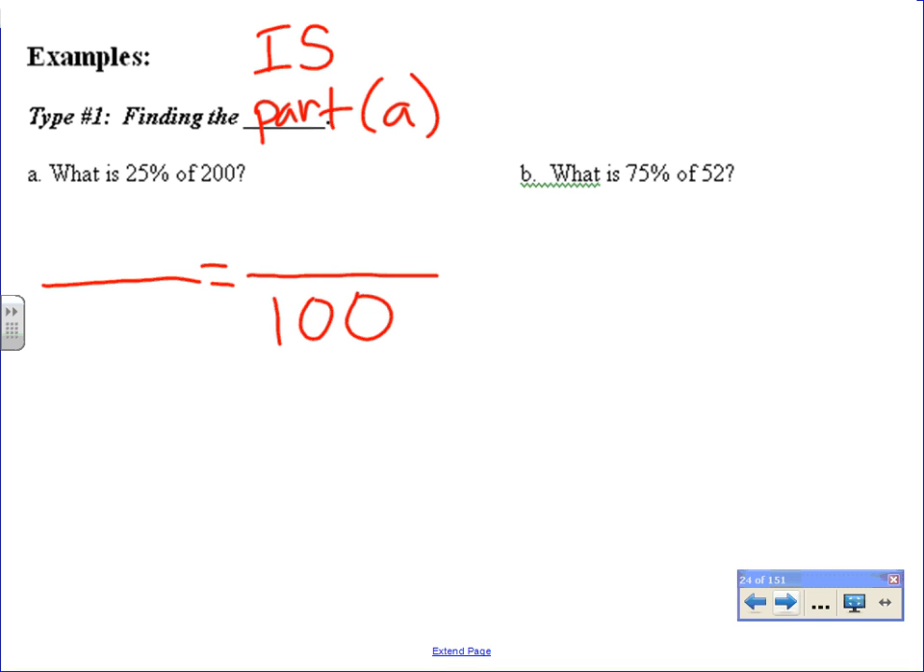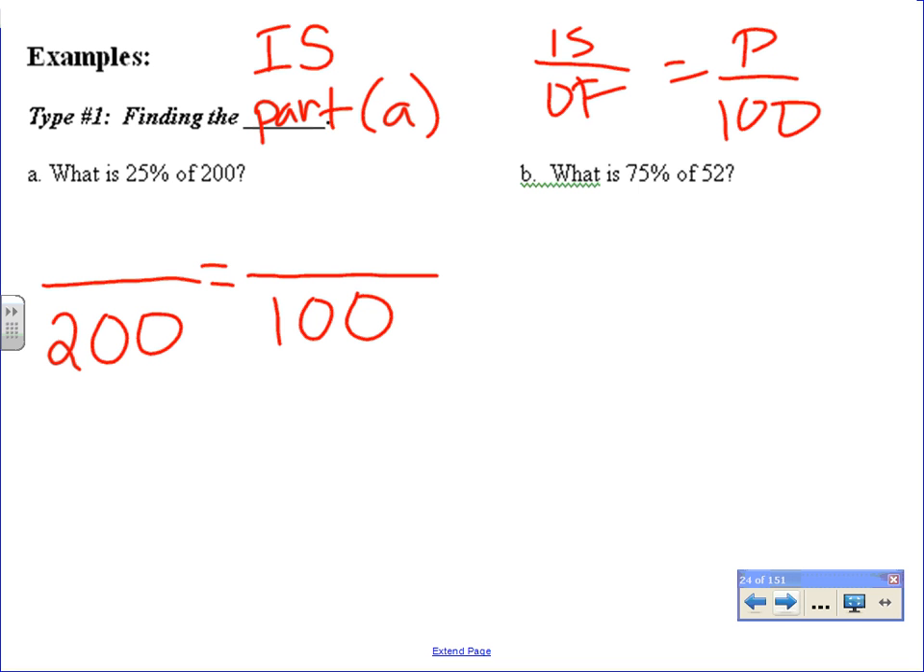Where does the 200 go? Abigail. Good. Why does it go on the bottom? Good job. This is the whole part. You could also think of this as is over of equals p over 100. Look, the word of is in front of 200. That always goes down here. The word of is in front of something. It always goes in the bottom. That's the whole. Where does 25% go?